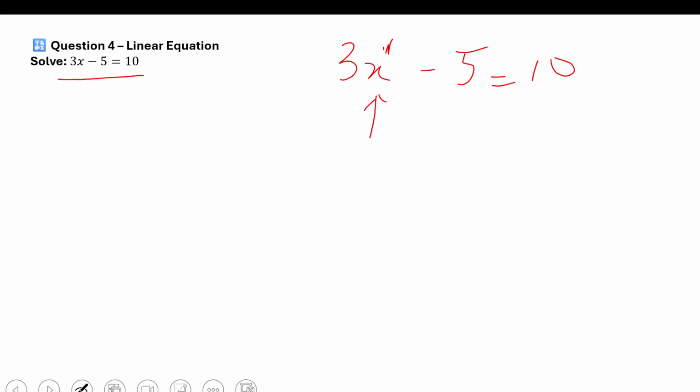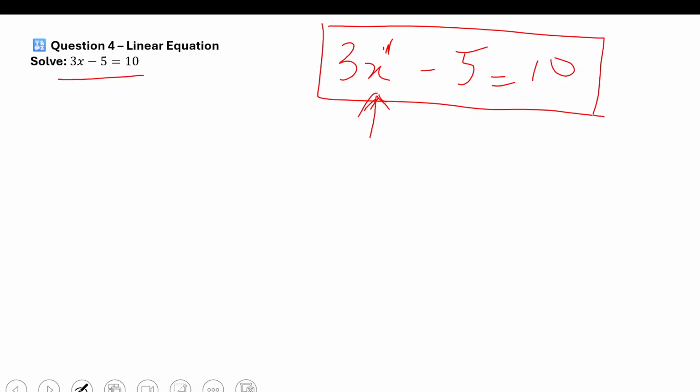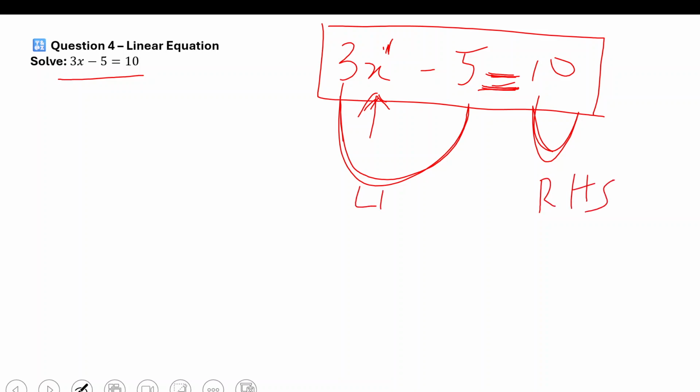Our goal is to find the value of x that makes this equation true. What is the value of x that makes it true? That is, what is the value of x that will make this side of this equation equal to this side of this equation? So you have this equality sign. This equality sign makes an equation. You have the left hand side and this is the right hand side, RHS. So our task is to find the value of x that makes left hand side equal to right hand side.